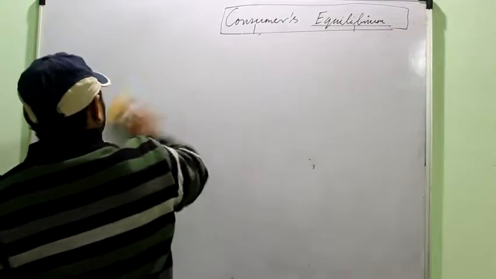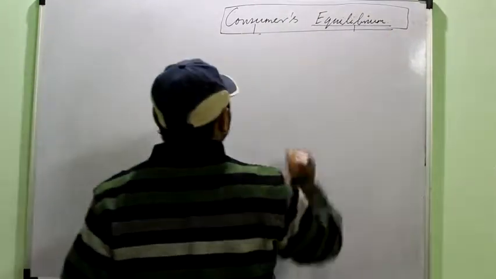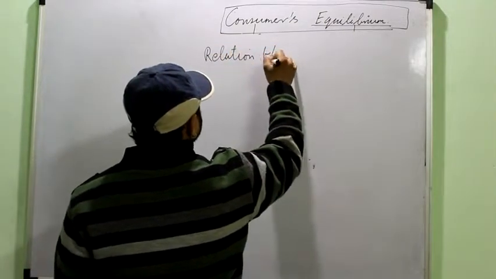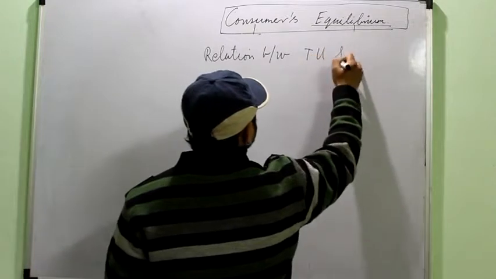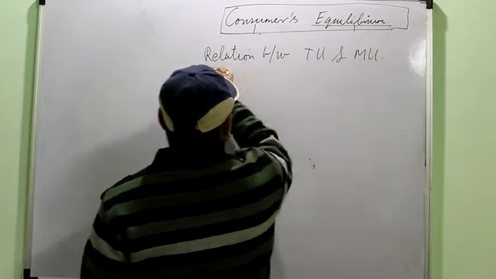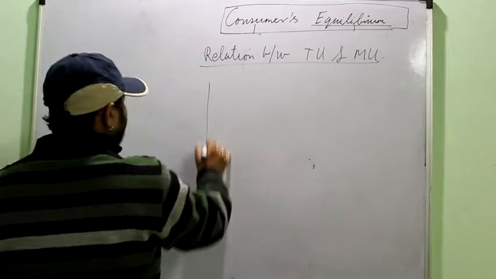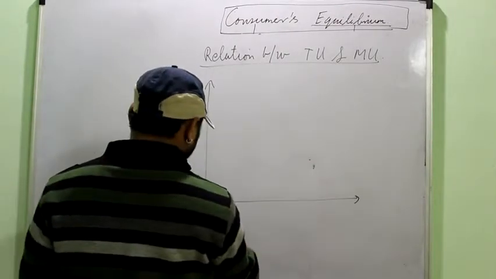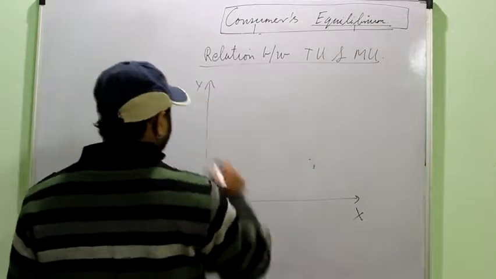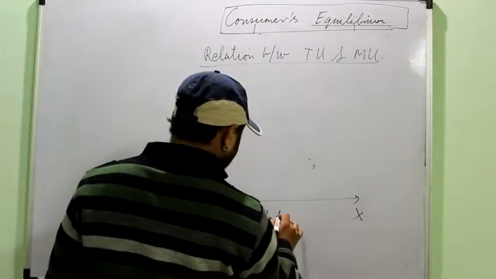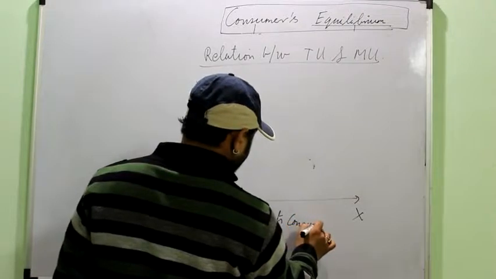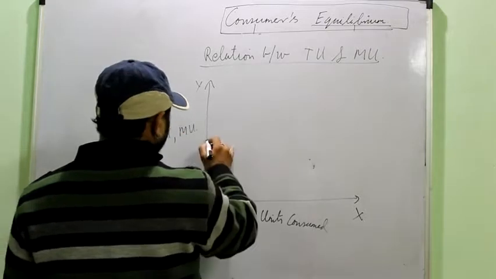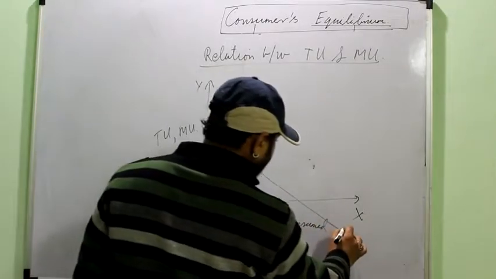So then the next topic of discussion would be the relation between total utility and marginal utility. As we have discussed in our law of DMU, suppose first of all I will just tell you what to mark on the axis. Here the x-axis shows the units consumed, the y-axis shows total utility and marginal utility. So marginal utility always diminishes.